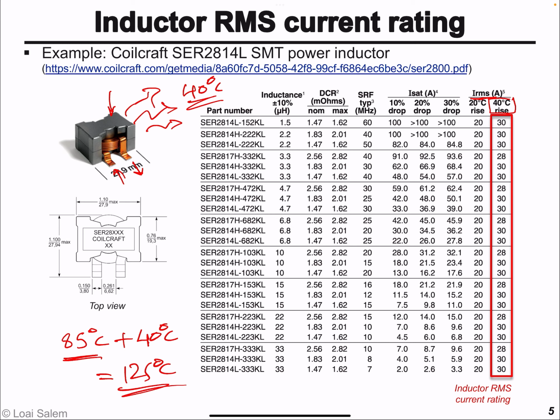Okay, so my point here is that the RMS current rating of an inductor in a data sheet, you will typically not find it saying RMS current rating. They give you either the RMS current that causes a 20 degrees C temperature rise, or the RMS current that causes a 40 degrees C temperature rise. In our class, or in this video, we'll consider the RMS current that causes a 40 degrees C temperature rise as the maximum RMS current rating of the inductor.